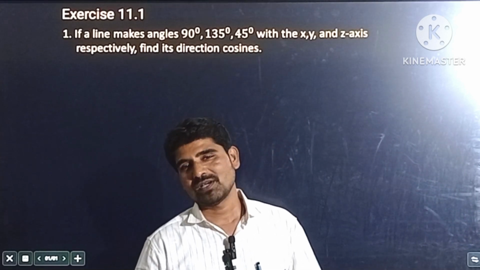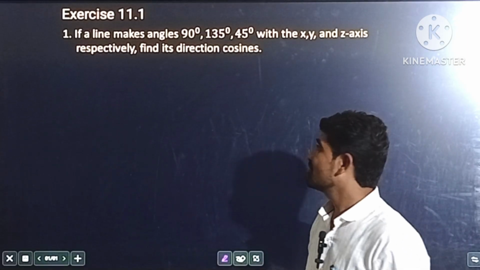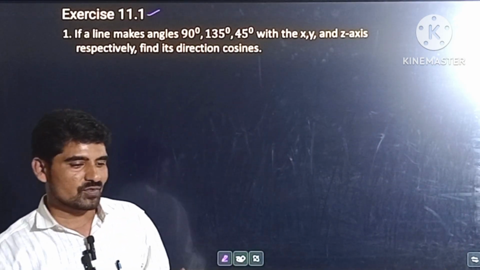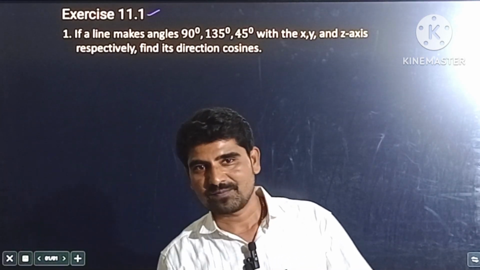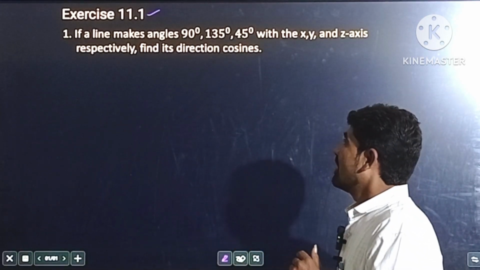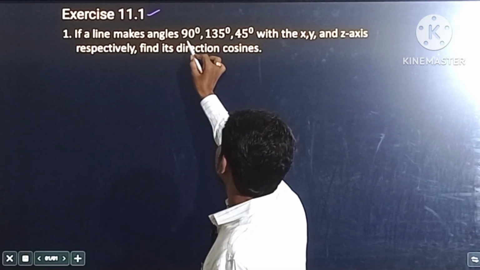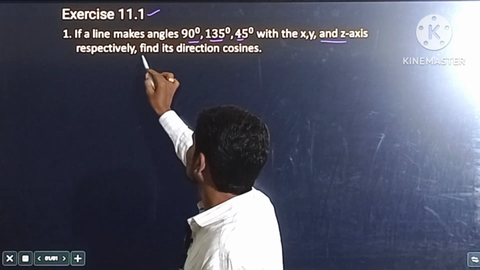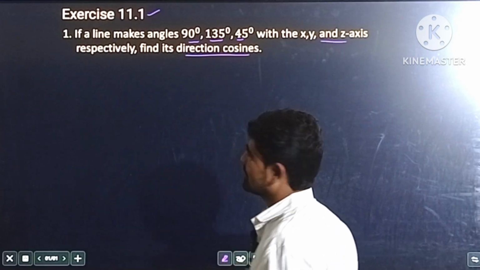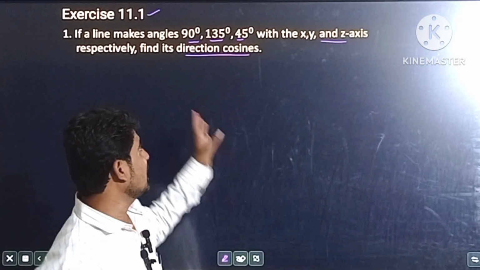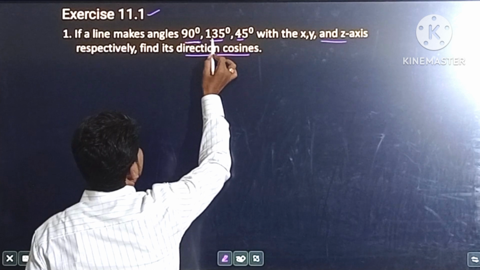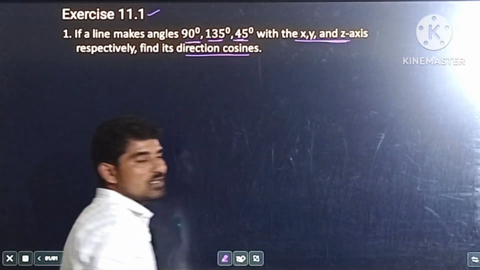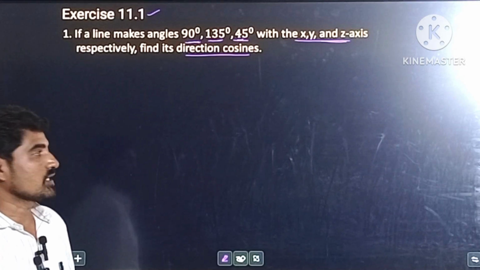So in my previous video, I discussed the complete introduction part for exercise 11.1. In this video, I am going to solve the problems in exercise 11.1. The question is: if a line makes angles 90 degree, 135 degree and 45 degree with the x, y and z axis respectively, then find its direction cosines. We need to find the direction cosines of this line.